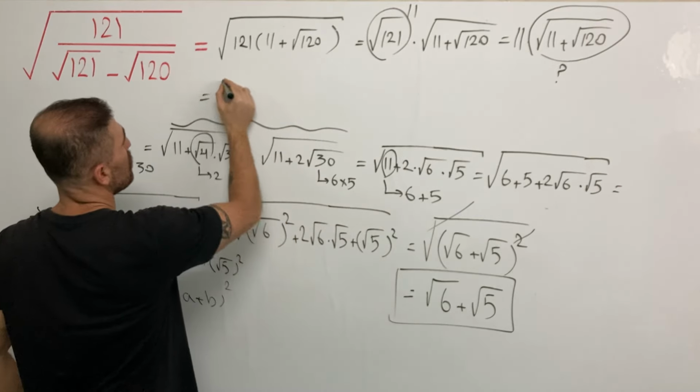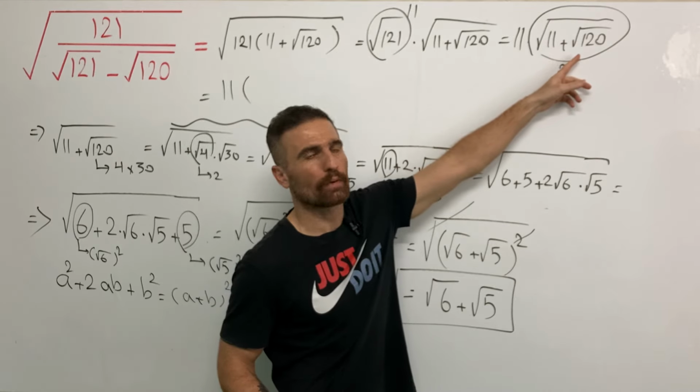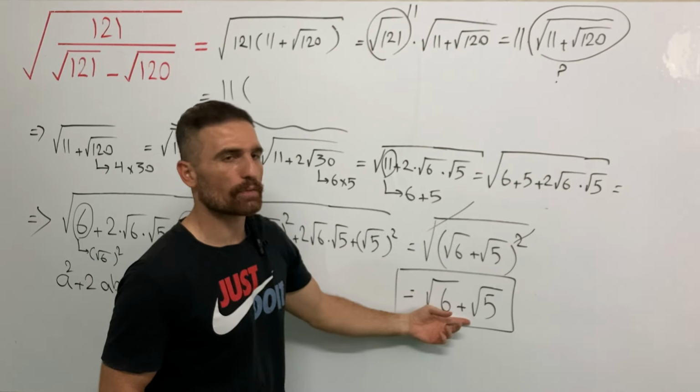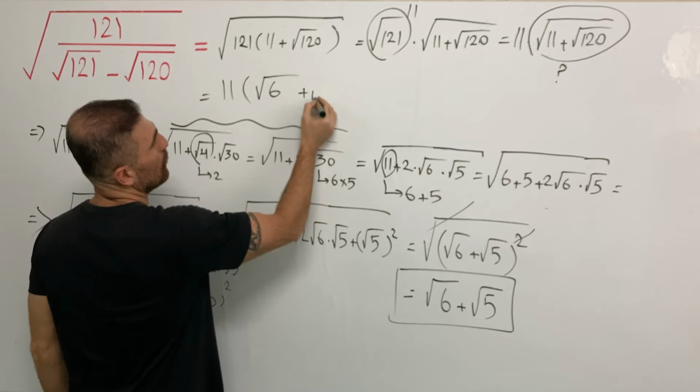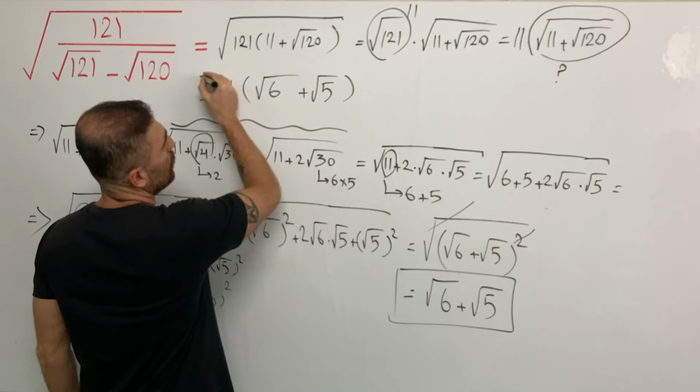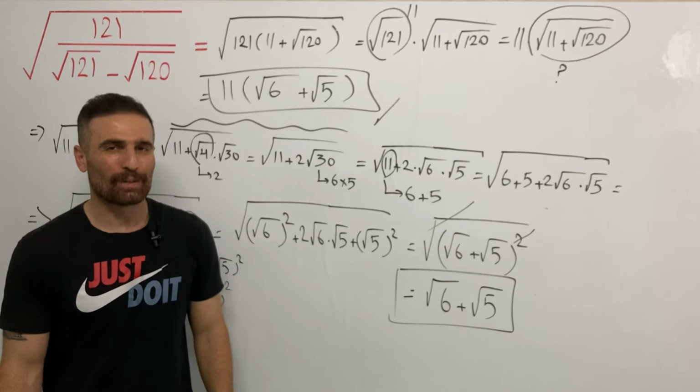11 times, what is the square root of 11 plus the square root of 120? The square root of 6 plus the square root of 5. And what is this? This is the most simplified answer of our question.